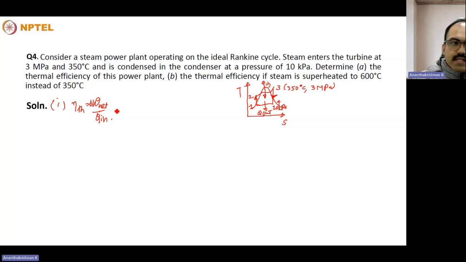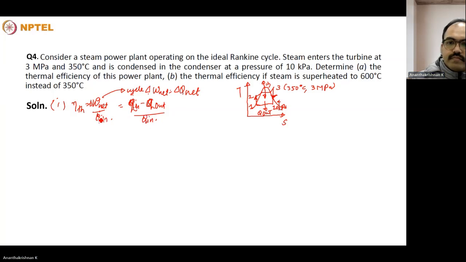So this is a cycle, and the net work can be written as the net heat input of a cycle. That will be equal to heat in minus heat out, divided by Q in. So basically 1 minus Q out by Q in.